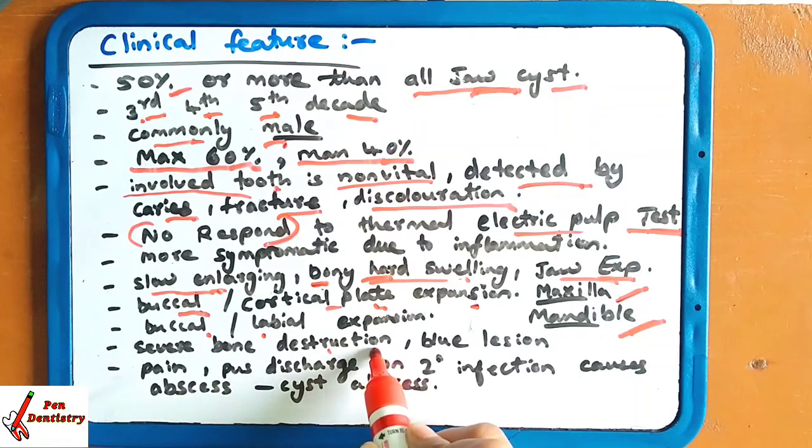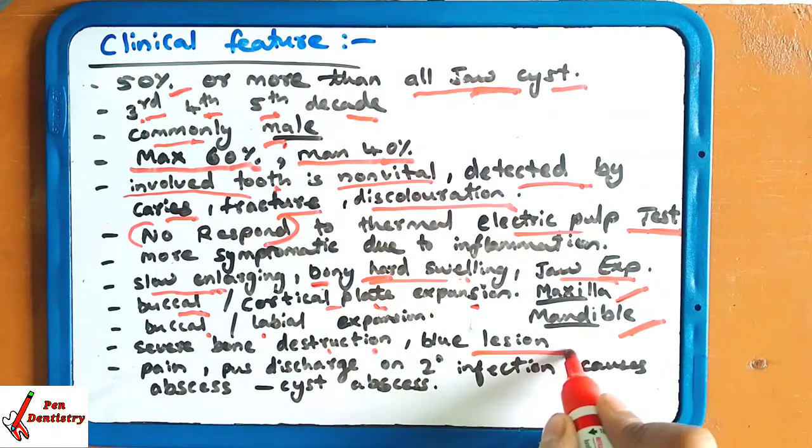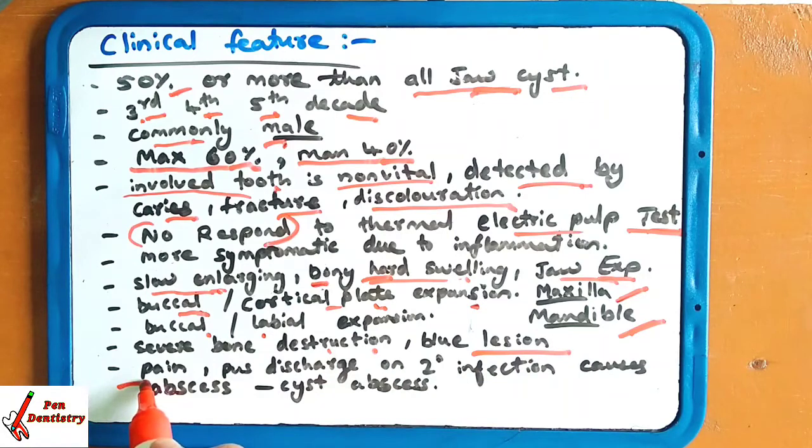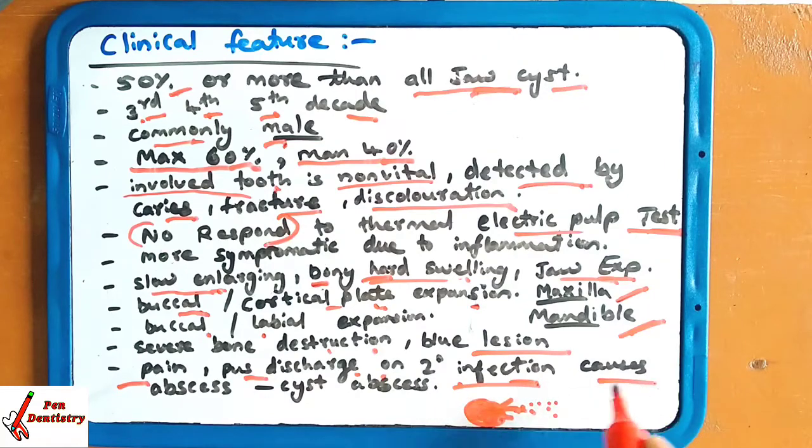The lesion appears blue in color. There is pain when pus discharge takes place. Pus discharge takes place on secondary infection. First the infection is there, then due to bacterial causes the infection occurs again. This is known as secondary infection, and it causes abscess formation. This abscess is known as a cyst abscess. Why is it called a cyst abscess? Because the occurrence takes place in the radicular cyst. That's why it is said to be a cyst abscess.